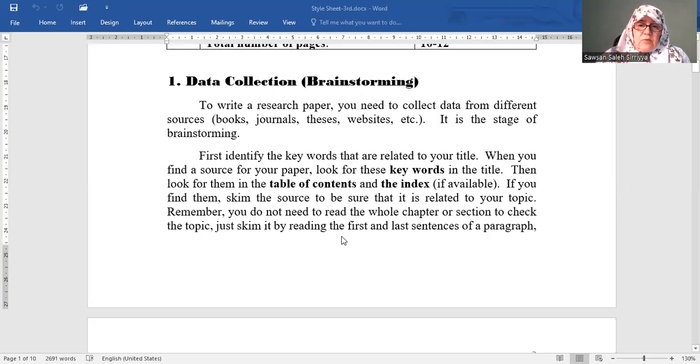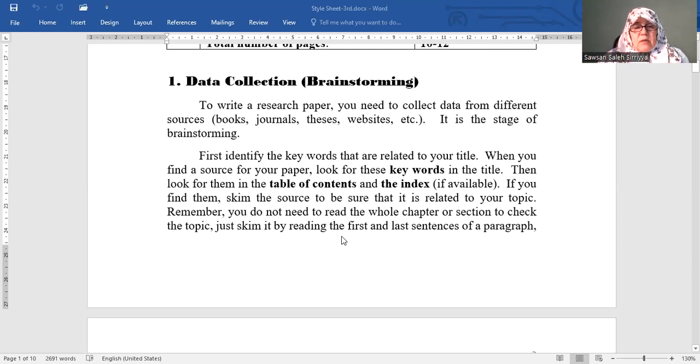Now, you identify the keywords. You look for a source. In the source, the title includes your keyword. You go to the table of contents or you go to the index if available, and then you find that your keyword is there. So you open the book, you open this chapter.